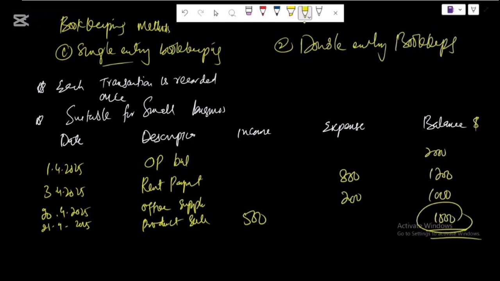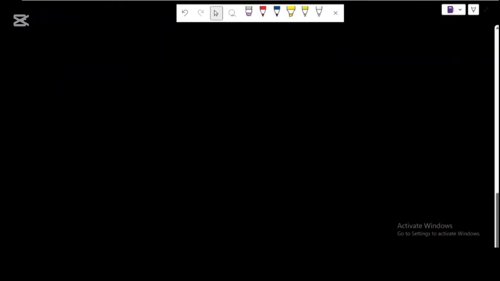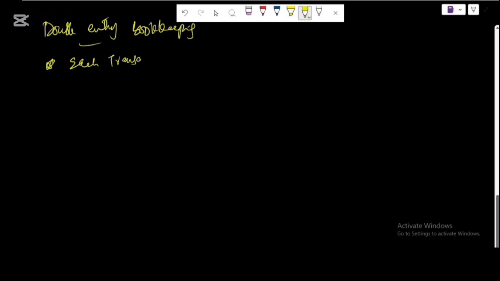Now let's discuss the double entry bookkeeping, and how it's different from the single entry bookkeeping. Okay, now the double entry bookkeeping system, here let me write double entry bookkeeping. You know that in double entry bookkeeping, each transaction affects two accounts, and that will be some debit and that will be in credit. Clear?